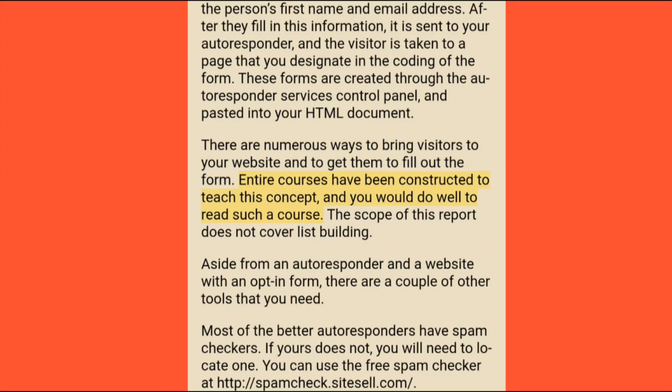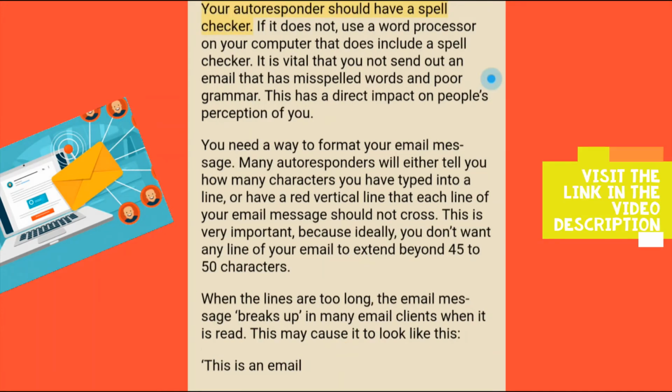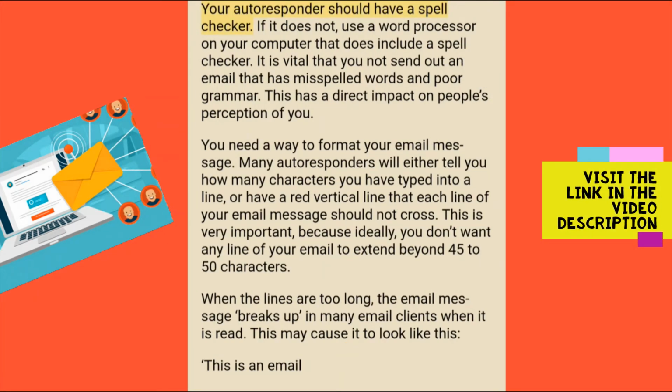There are numerous ways to bring visitors to your website and to get them to fill out the form. Entire courses have been constructed to teach this concept, and you would do well to read such a course. The scope of this report does not cover list building. Aside from an autoresponder and a website with an opt-in form, there are a couple of other tools that you need. Most of the better autoresponders have spam checkers. If yours does not, you will need to locate one.